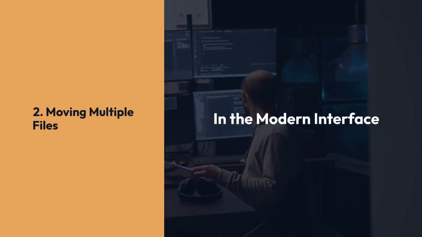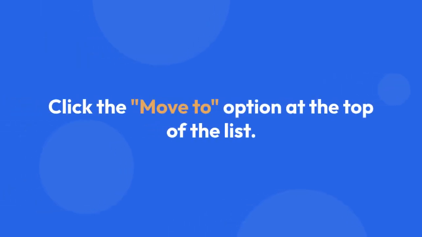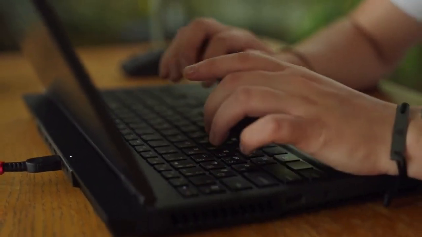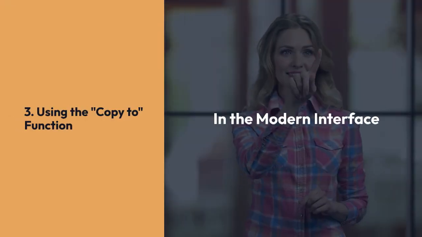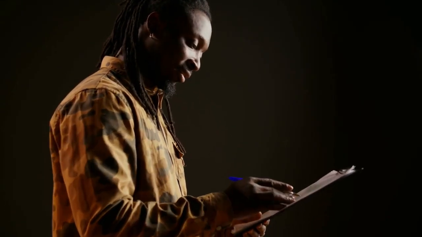2. Moving multiple files in the modern interface. Select multiple files by checking the boxes next to them. Then, click the Move To option at the top of the list. Choose the destination library and confirm. 3. Using the Copy To function in the modern interface. If you want to keep the original file, use the Copy To function instead of Move To, which will create a duplicate in the new location.